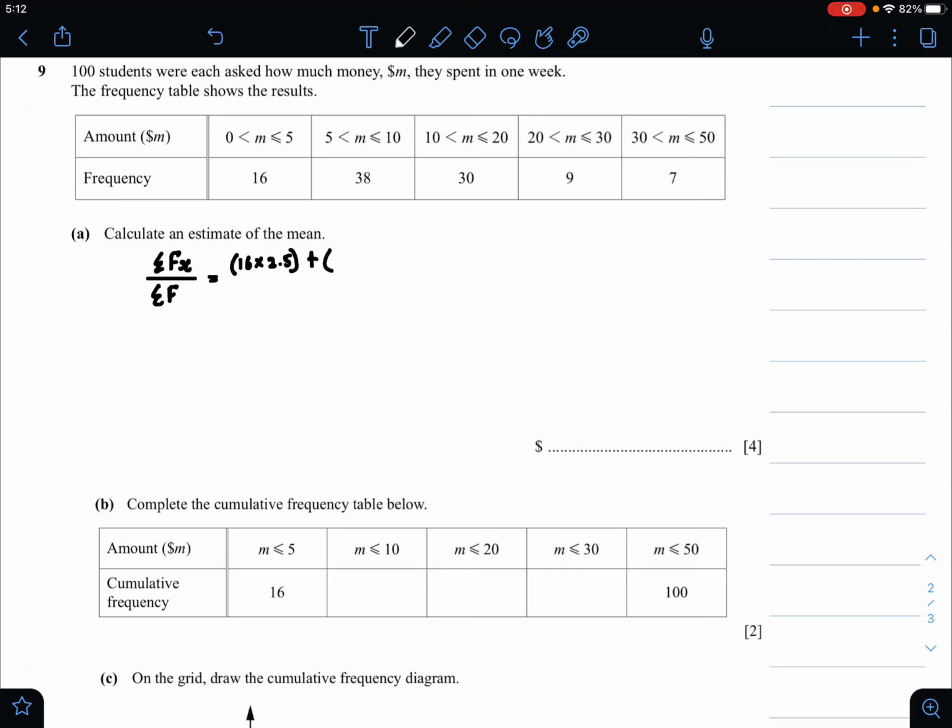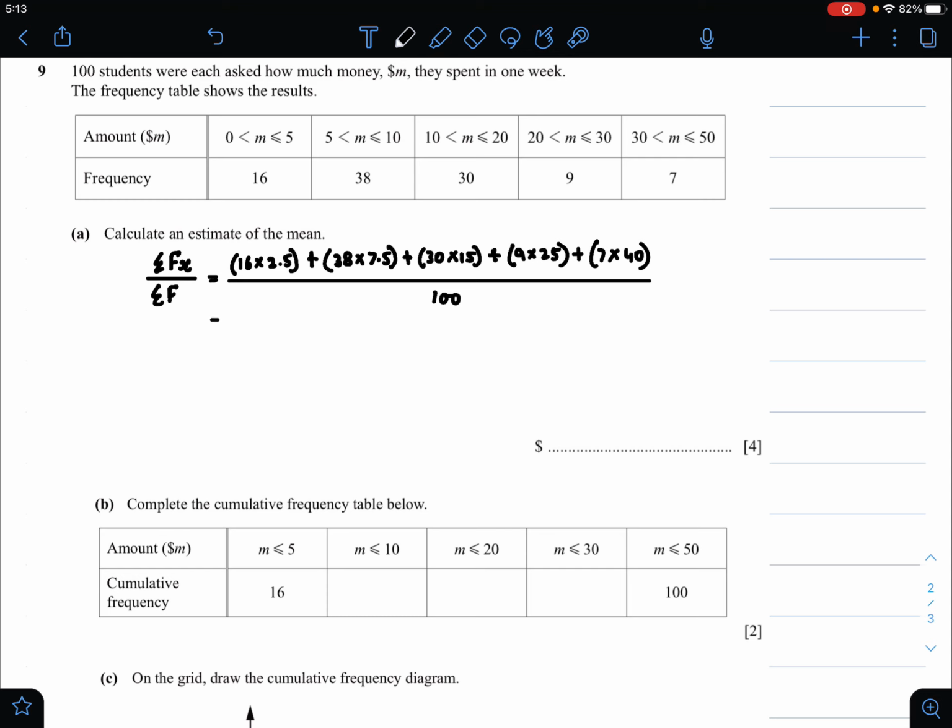So for the second one, it would be 38 multiplied by 7.5. Next, it would be 30 multiplied by 15. The next one would be 9 multiplied by 25. And the last one would be 7 multiplied by 40. And the whole thing divided by the total of the frequency, as they've given it to us in the question, as 100 students. So divided by 100.